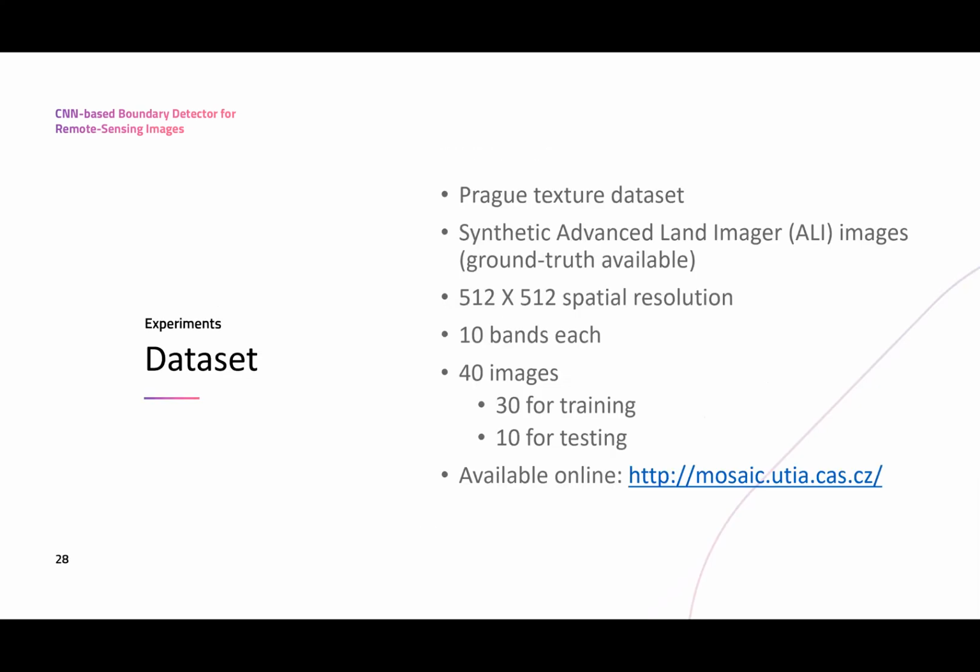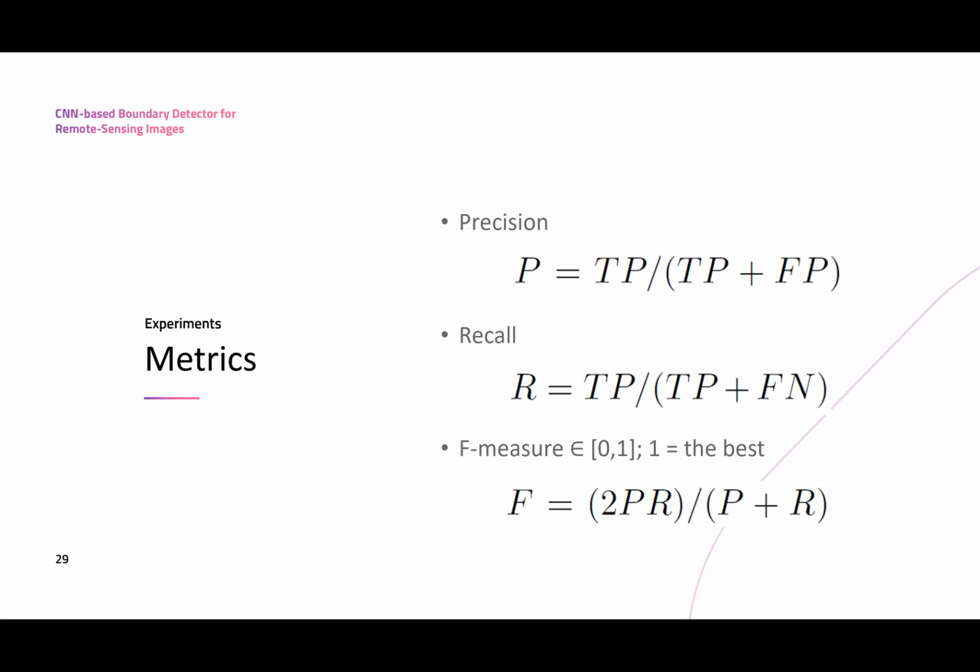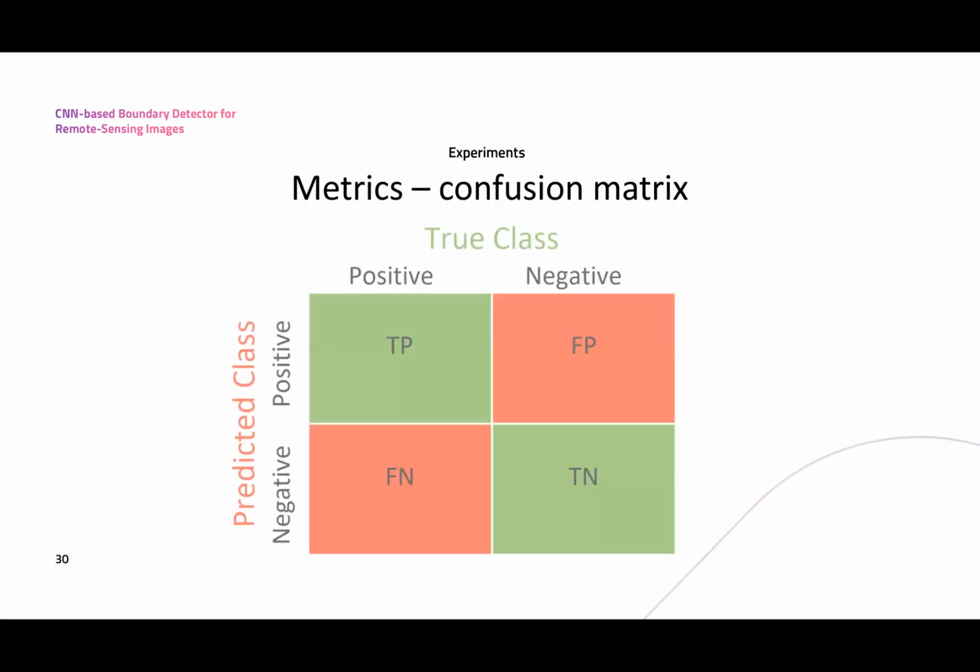If you have such a problem of boundary detection or even classification, you could use the Bragg texture dataset. This will allow easy comparison to state-of-the-art methods. We've talked about the precision, recall, and the F-measure, and we showed some images and comparisons.